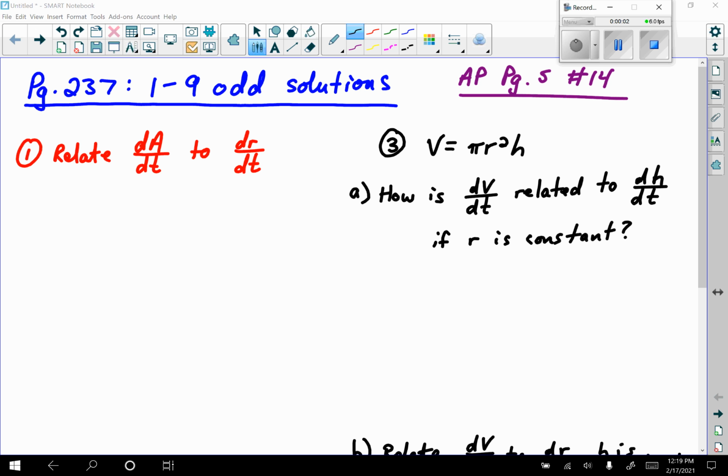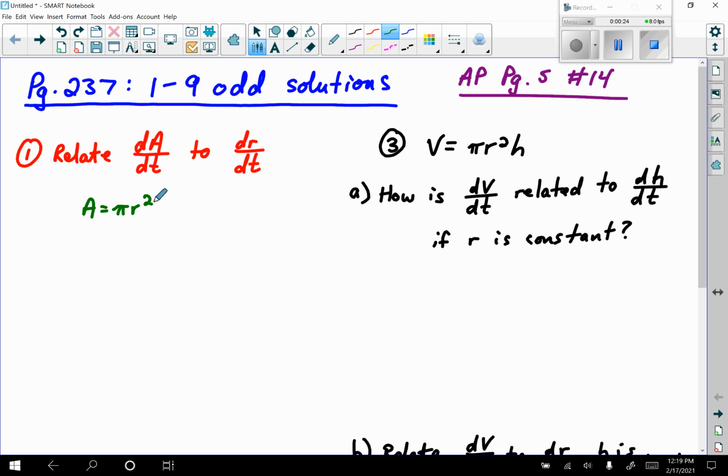All right, here are the solutions to page 237, 1 through 9 odd, and then the AP page 5, number 14. All right, so in question 1, dealing with area, it says the radius r and area A of a circle are related by the equation area is equal to pi r squared. Write an equation that relates dA over dt to dr over dt.